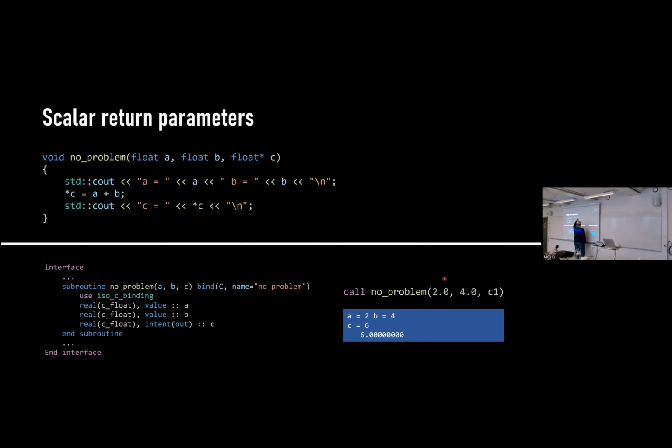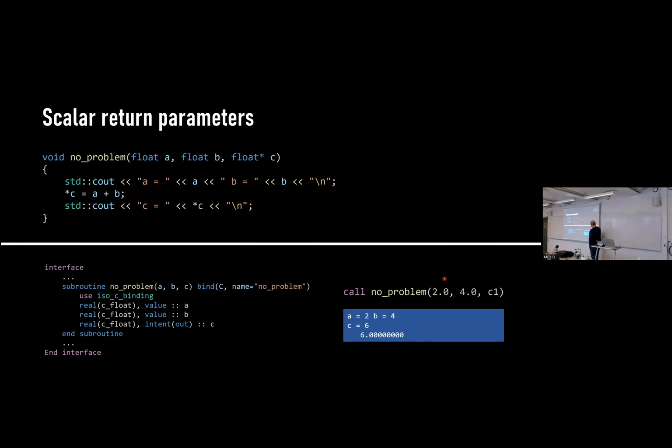This is actually the default for Fortran. So in this case, I have A, B, and C. I have C_float here for the floating point variables. Those are value. And then I have intent(out). I could have left that out as well. C_float, C, just like a normal Fortran declaration.